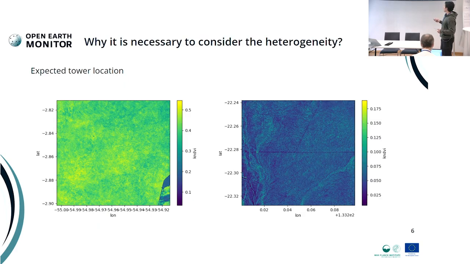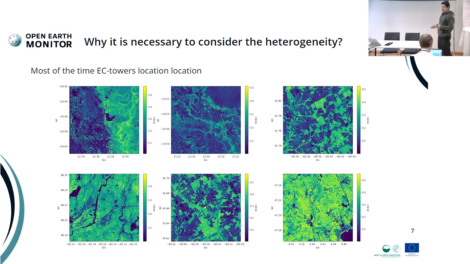Now, usually when ecosystem fluxes are upscaled, scientists assume that the landscape where the eddy covariance tower is located is homogeneous. So here we have an example for two towers, one in Brazil and one in the US. However, most of the towers are located in landscapes or ecosystems with different degrees of fragmentation, with different plant functional types and different elements that break the assumption of homogeneity in the pixel.